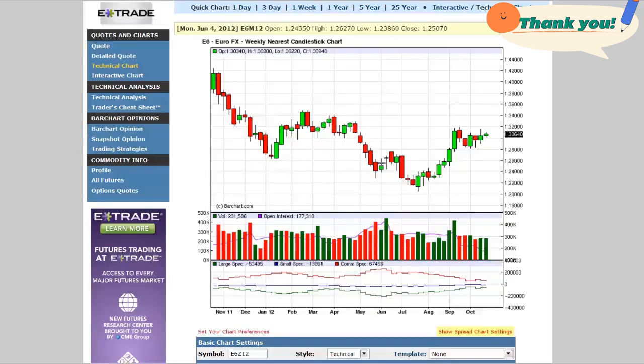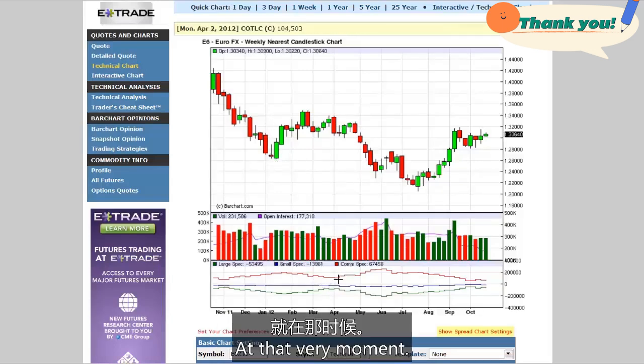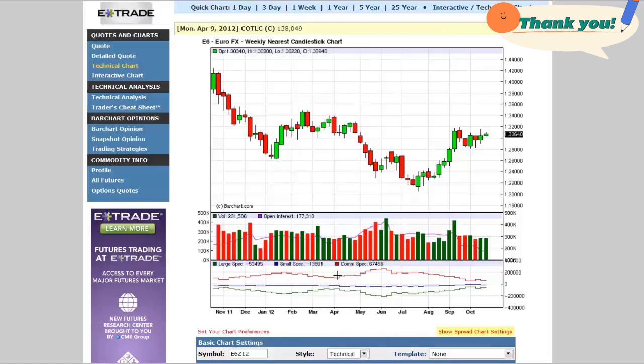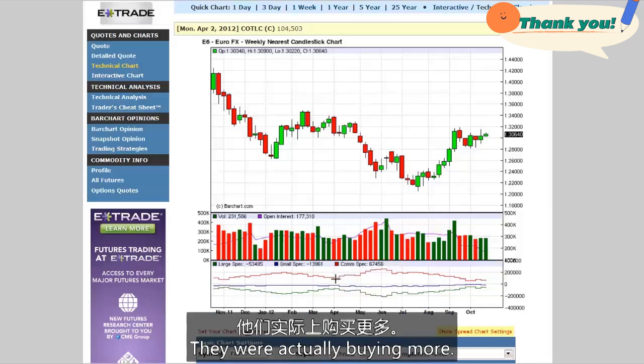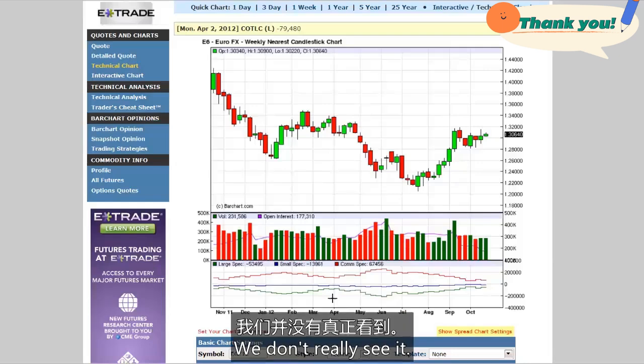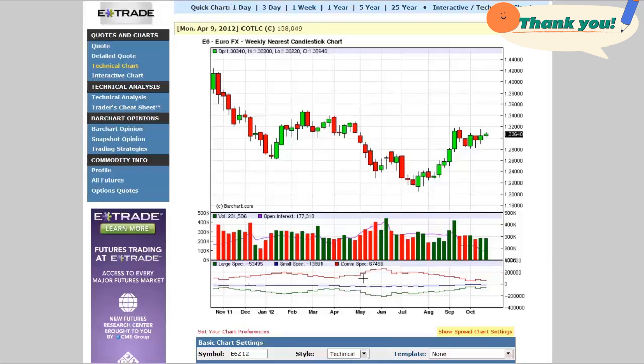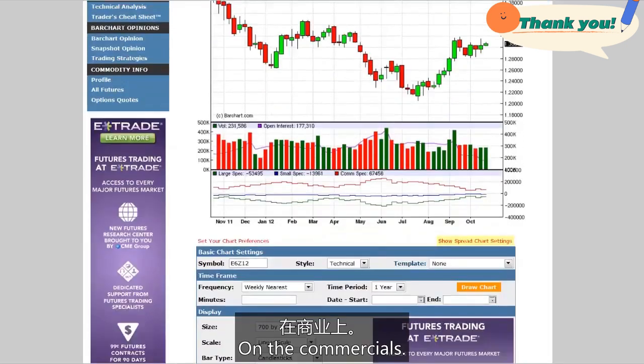So when price started to whip lower below this low here, at that very moment between April and May, there was really no increase of selling. In fact, they were actually buying more of it in here. So in this example, it acts much like the SMT, where we have the confirmation in the cable and the dollar, but on the COT, we don't really see it here. We've been maintaining a very large net long position on the commercials.